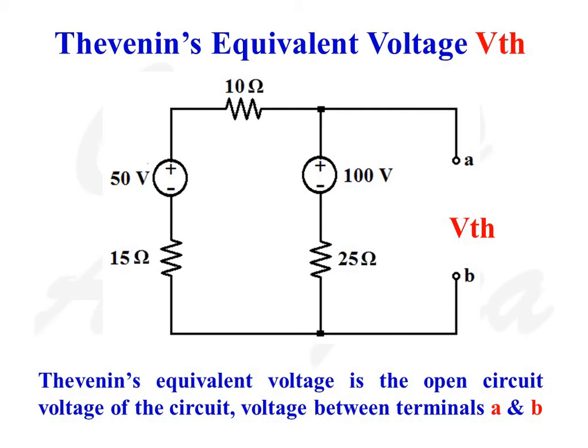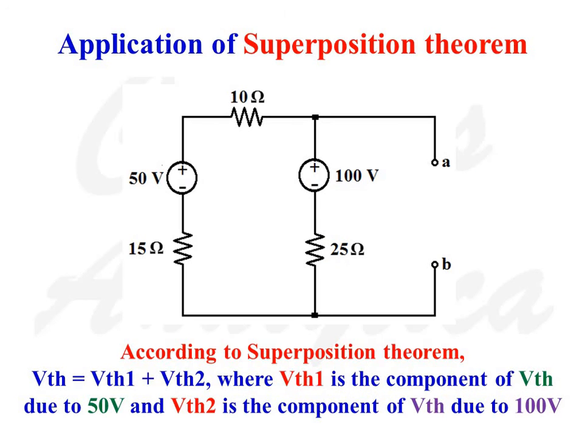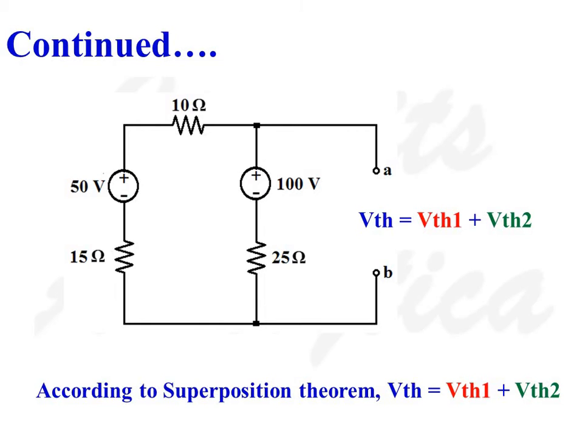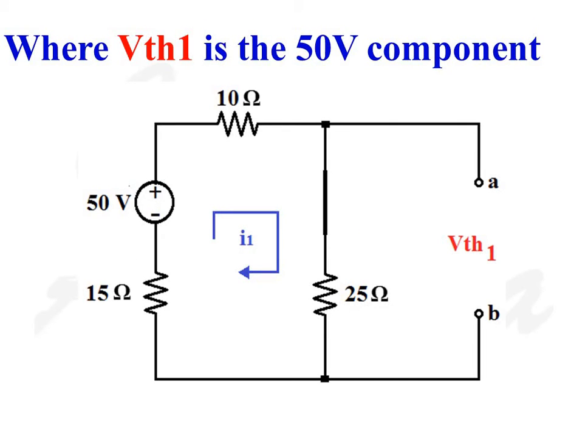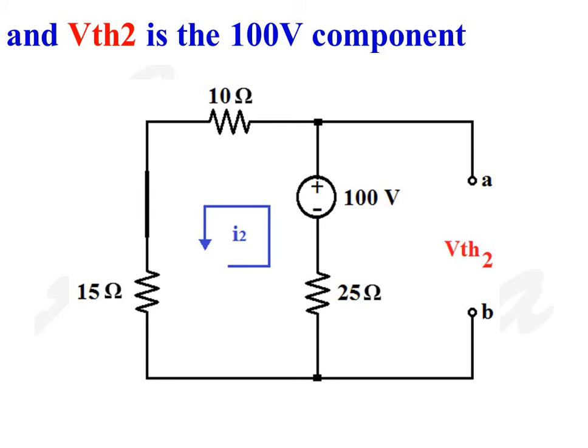Now let us find Thevenin's equivalent voltage VTH. Thevenin's equivalent voltage VTH is the open circuit voltage of the circuit, that is the voltage between terminals A and B. Now applying the superposition theorem, we can write VTH is equal to VTH1 plus VTH2, where VTH1 is the component of VTH due to the 50 volt source with the 100 volt source replaced with its internal resistance, and VTH2 is the component of VTH due to the 100 volt source with the 50 volt source replaced with its internal resistance.